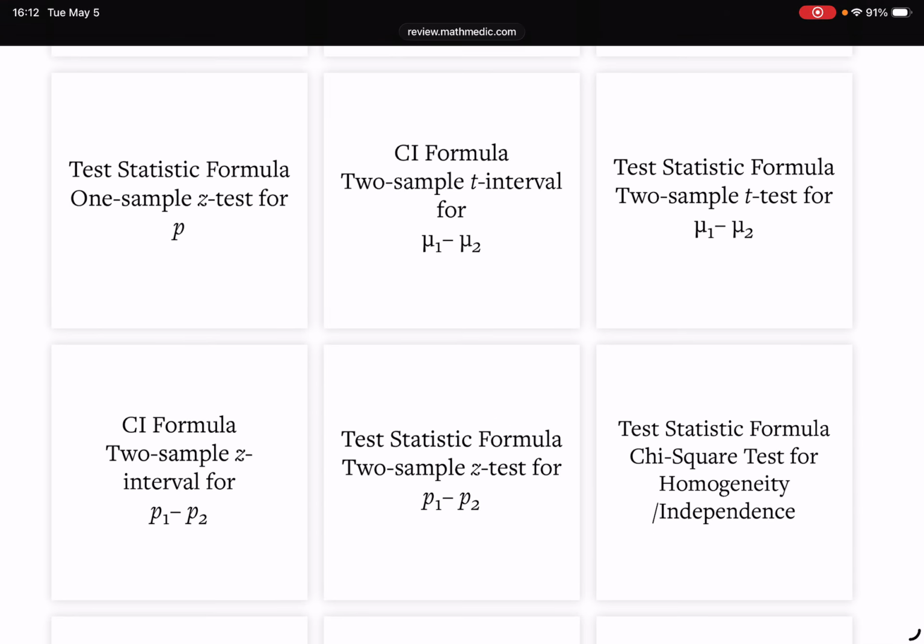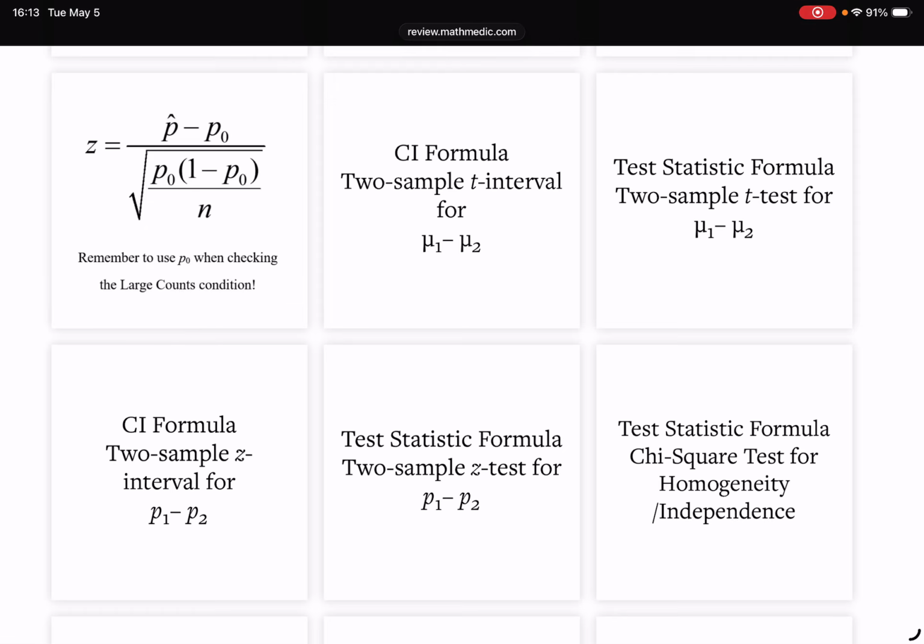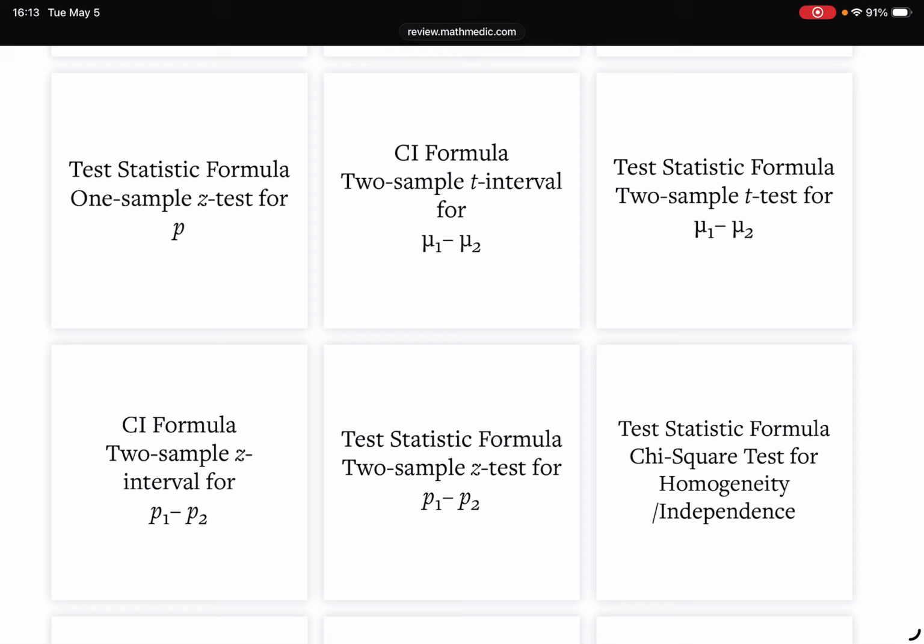Next one is test statistic formula for a one sample z-test for p. Here is the formula. Remember to use p naught when checking the large counts condition. Okay, again, this is a z-test for proportions on Desmos.